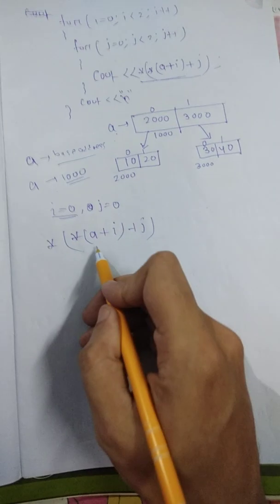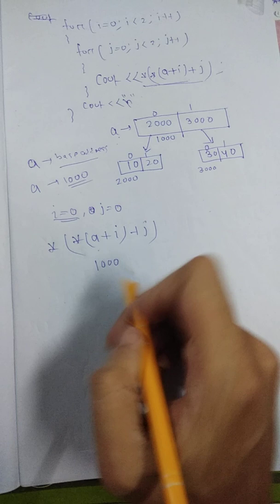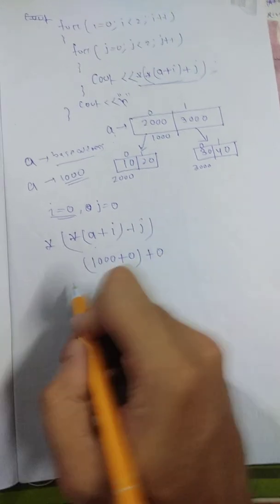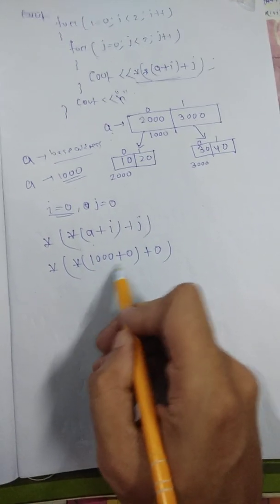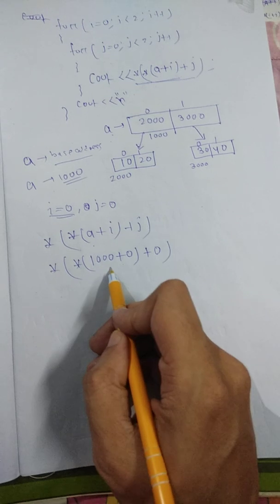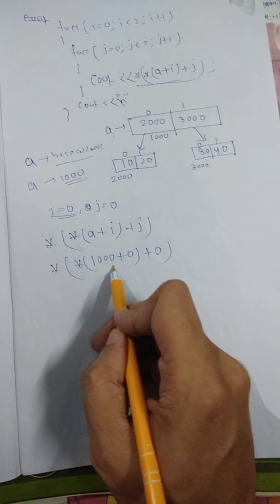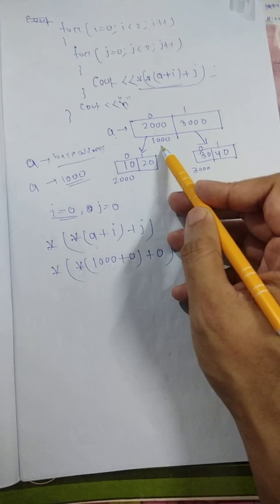So what is the A here? A is your 1000. What is the I value? It is 0. What is the j value? It is 0. Then here is star, then it is whole star. Then tell me what this means? 1000 0, that means also 1000. Then star 1000 means value at 1000. So what is the value at 1000? Value at 1000 is 2000.